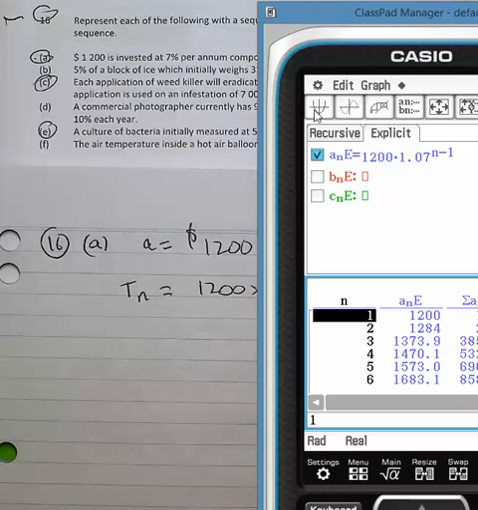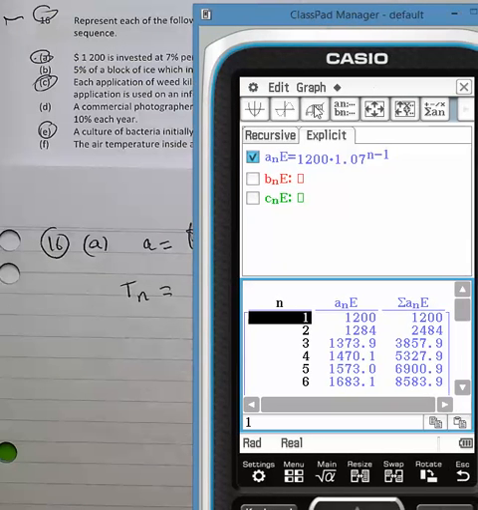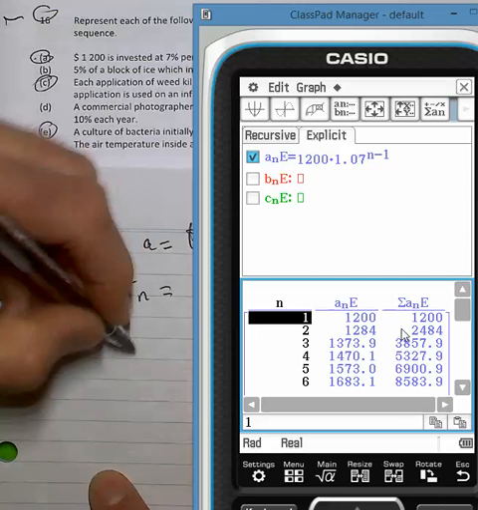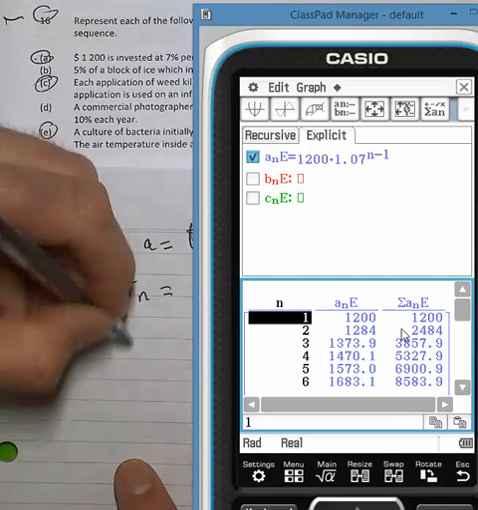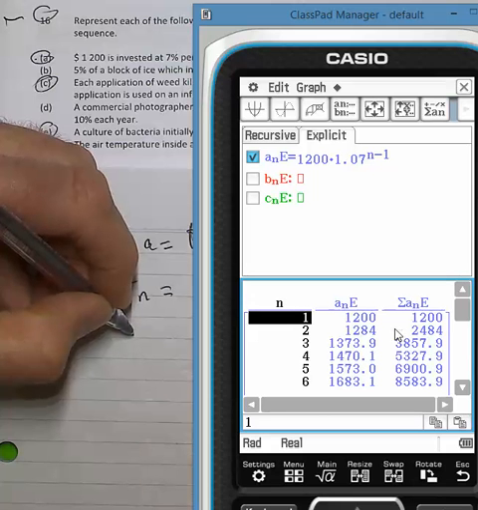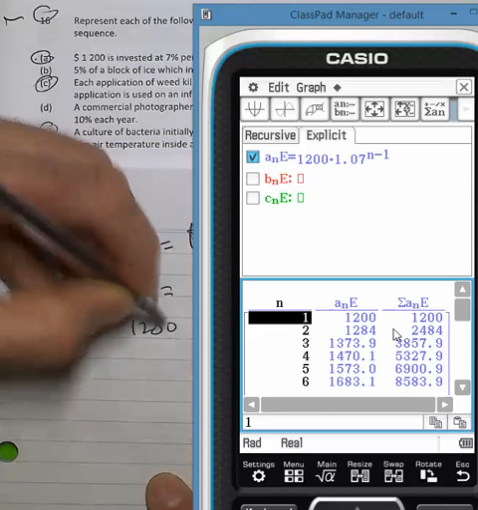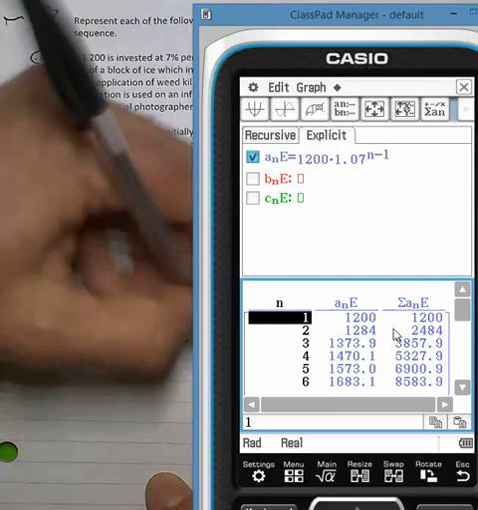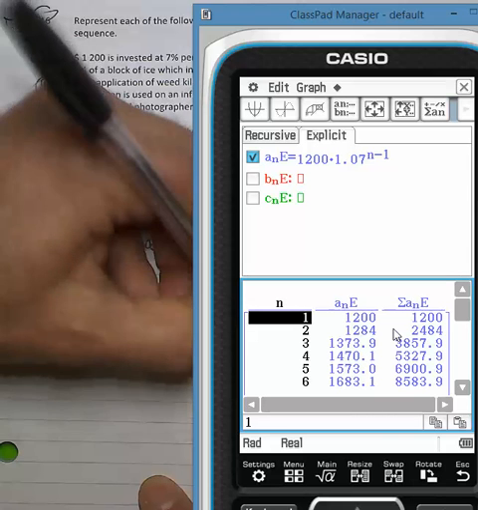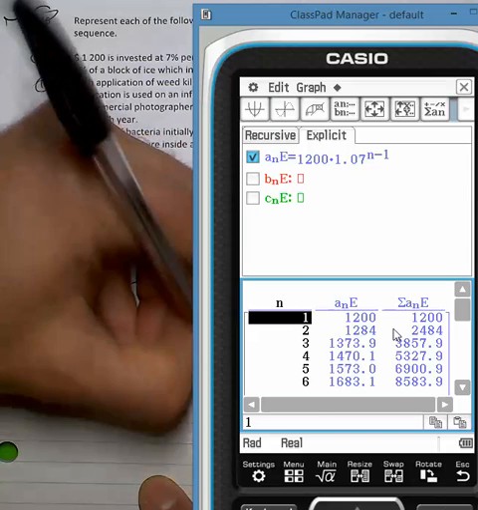Now, I can generate that pretty readily on my calculator, and you can easily write out the first 5 terms. Now, just a little word of caution. When we represent this, that's 1200 at the start. So that will be after 1 year.